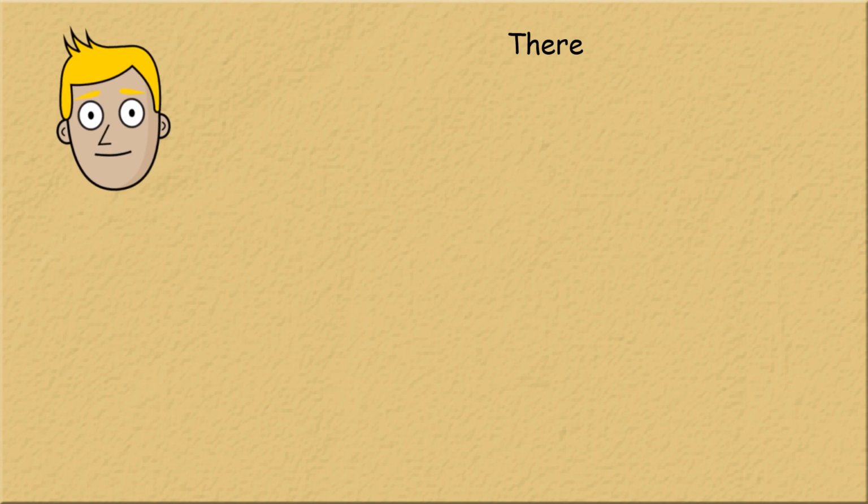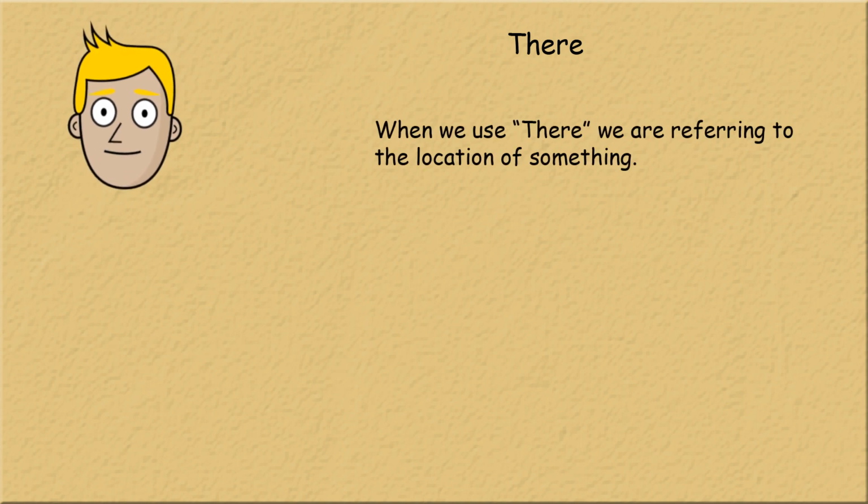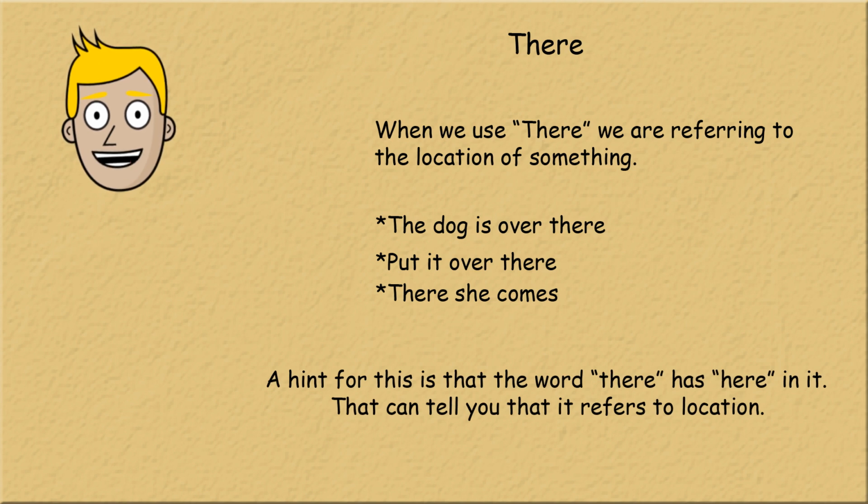So let's start with there, ending with an ERE. When we use there, we are referring to the location of something. The dog is over there. Put it over there, or there she comes. A hint for this is that the word there has here in it. That can tell you that it refers to location.